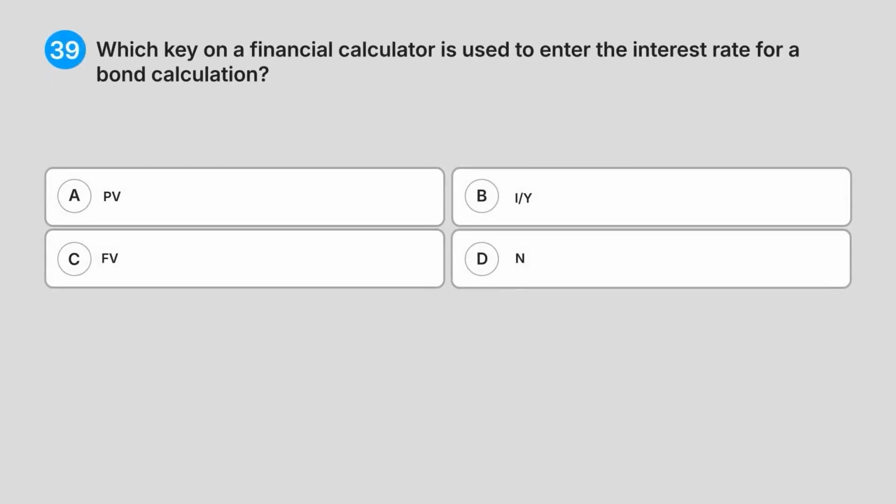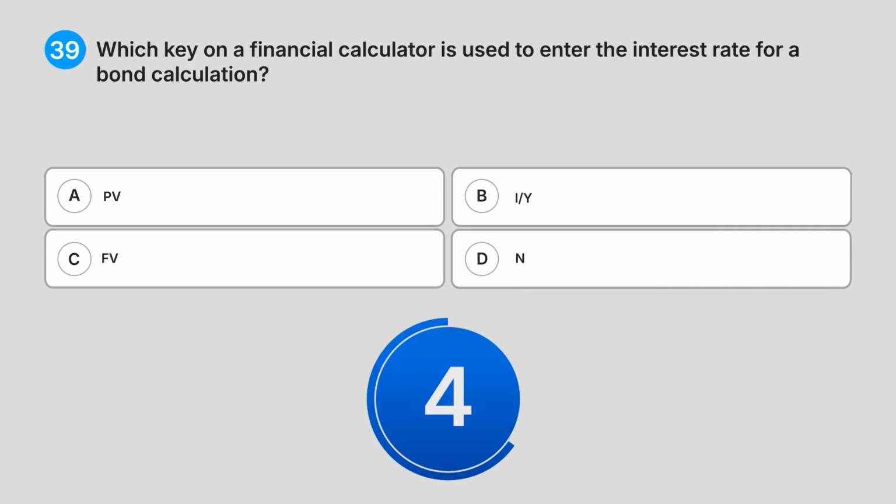39. Which key on a financial calculator is used to enter the interest rate for a bond calculation? A. PV, B. IY, C. FV, D. N. What do you think is the answer?